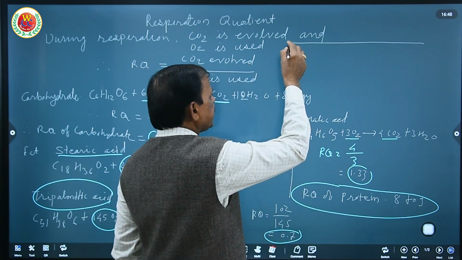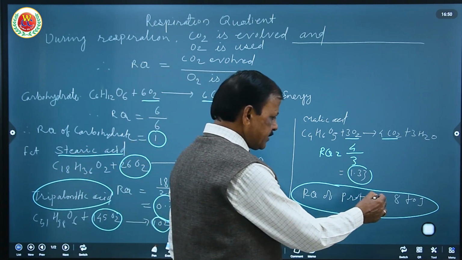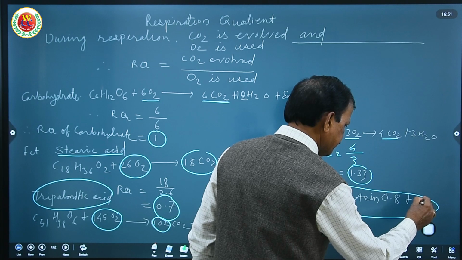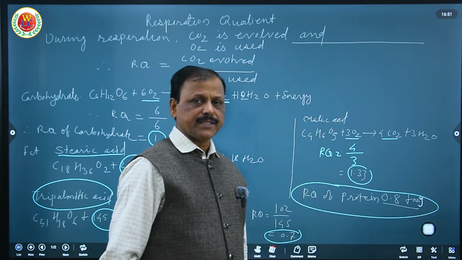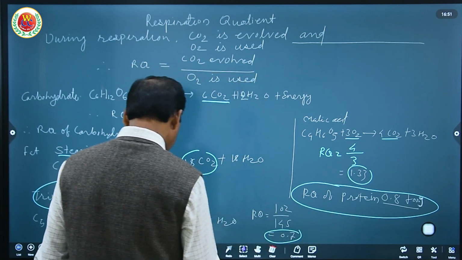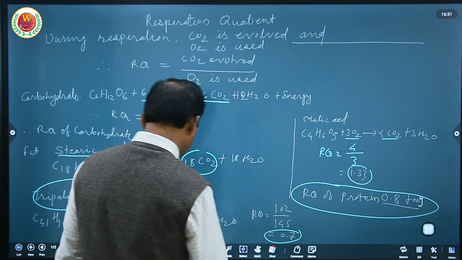Now, anaerobically respiring organisms. Here RQ of protein is 0.8 to 0.9, remember that as part of this. So once again, I hope it is clear to understand.